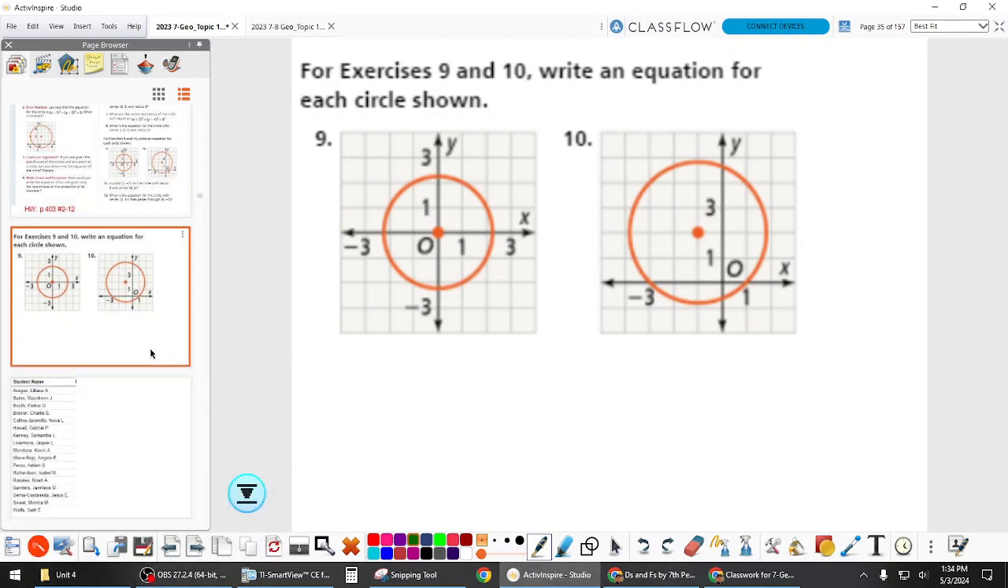So this is from the first section of this unit. We just wanted to do a review of it since we've covered quite a bit since then. Remember that to write an equation for a circle, we need the center and the radius. We need to be able to write center at (h, k) and radius, but we just need it squared for the equation. We don't actually need to know the length of the radius.